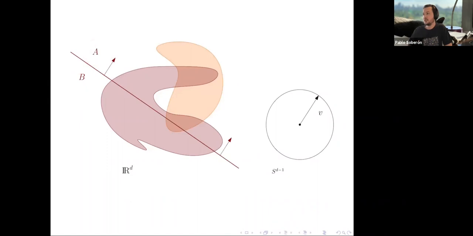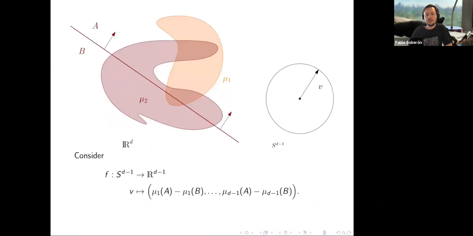And I'm going to construct a function. I just have to check which side is getting more of mu one by taking this difference. If this is positive, then I'm getting more yellow on the side of A. If it's negative, I'm getting more yellow on the side of B. And if it's zero, then it's also halving the yellow. And I do this for every other measure. So we get a function from a D minus one dimensional sphere to a D minus one dimensional real space.